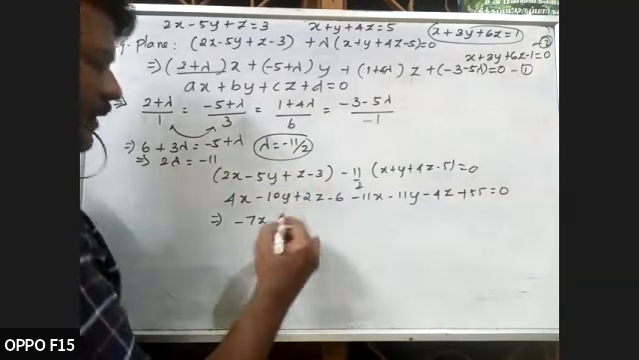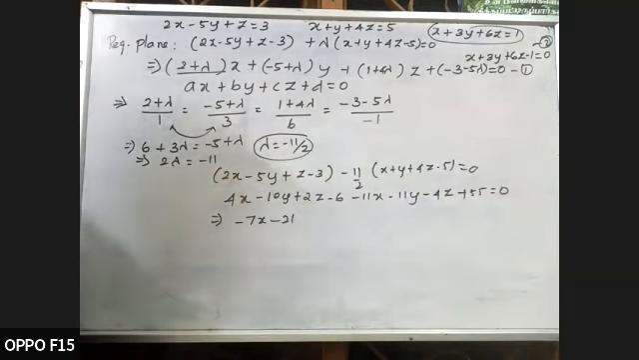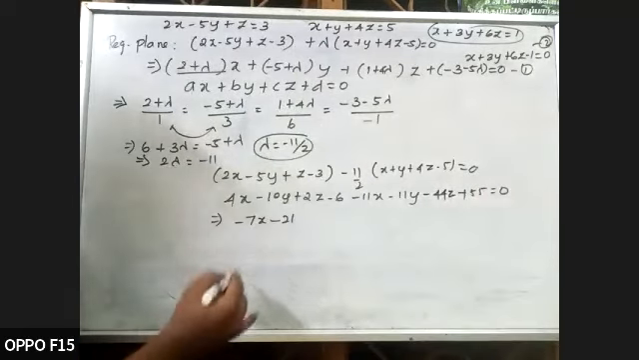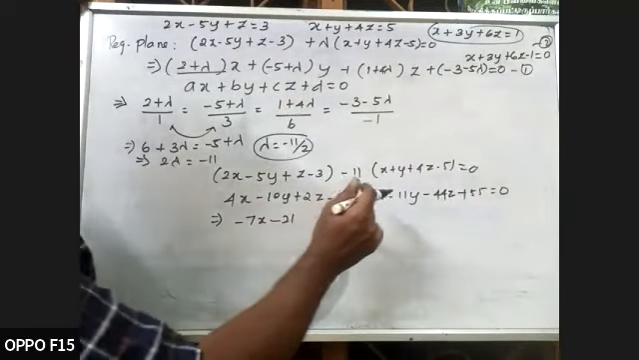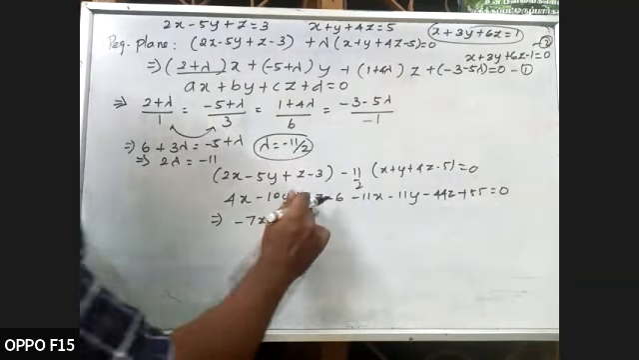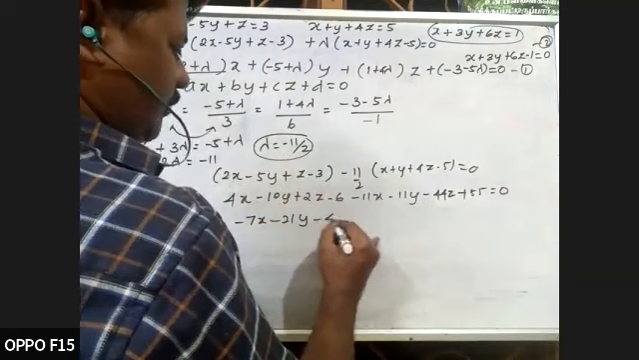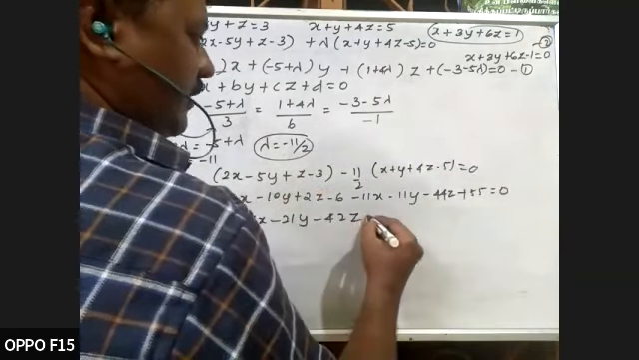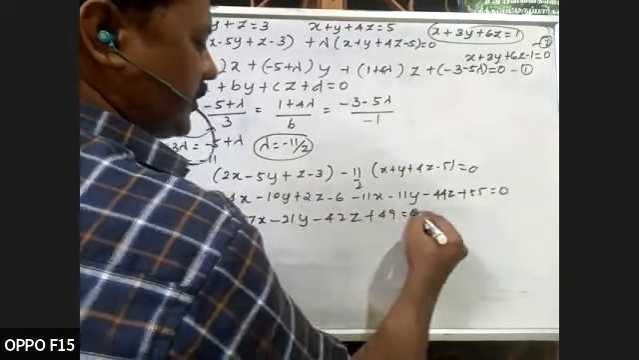Sir, minus 44 is it, sir? Right. Thank you then. 44 is it. Next, minus 7x. Minus 11y minus 10y, which is equals to minus 21y. 22z minus 44z minus 42z. Next, minus 6 plus 55, which is equals to plus 49 equal to 0.